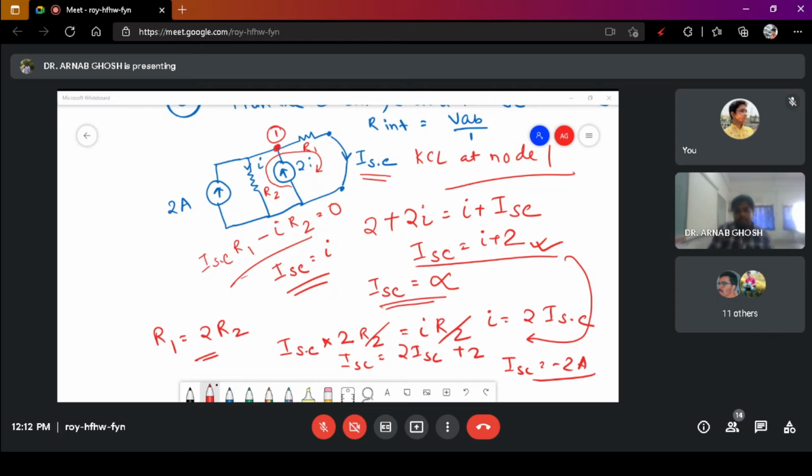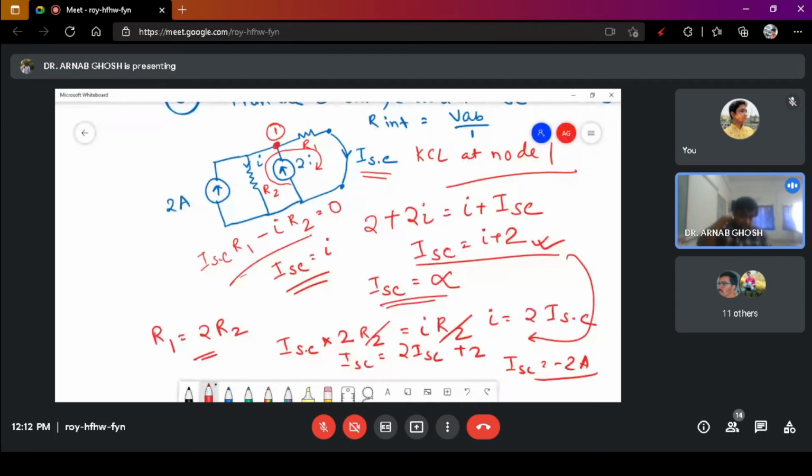See if this is clear or not. This is how you find out your ISC. This question is important, so please go through this question thoroughly. You have to calculate the ISC. This is one of the important questions for your examinations. Sir has already marked it.